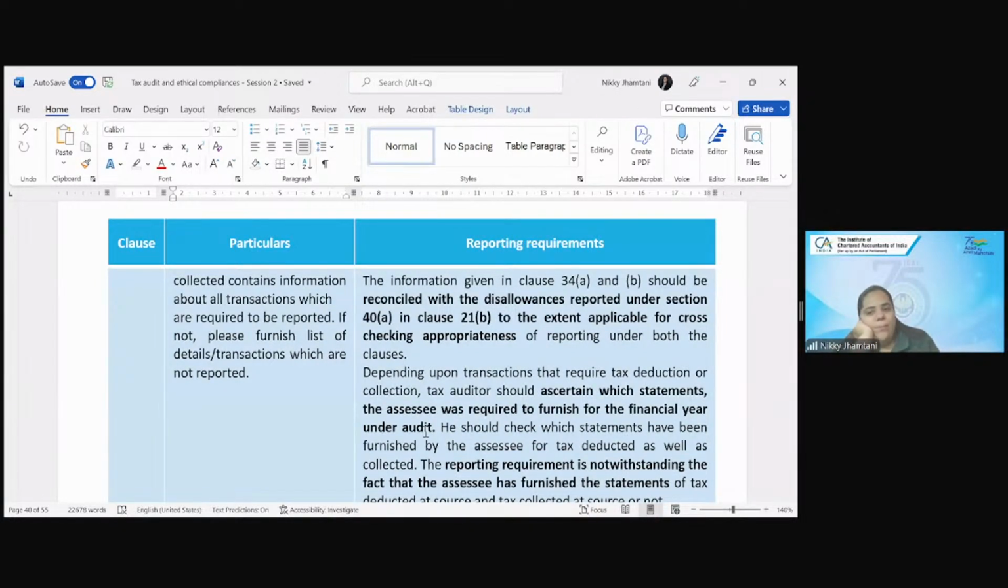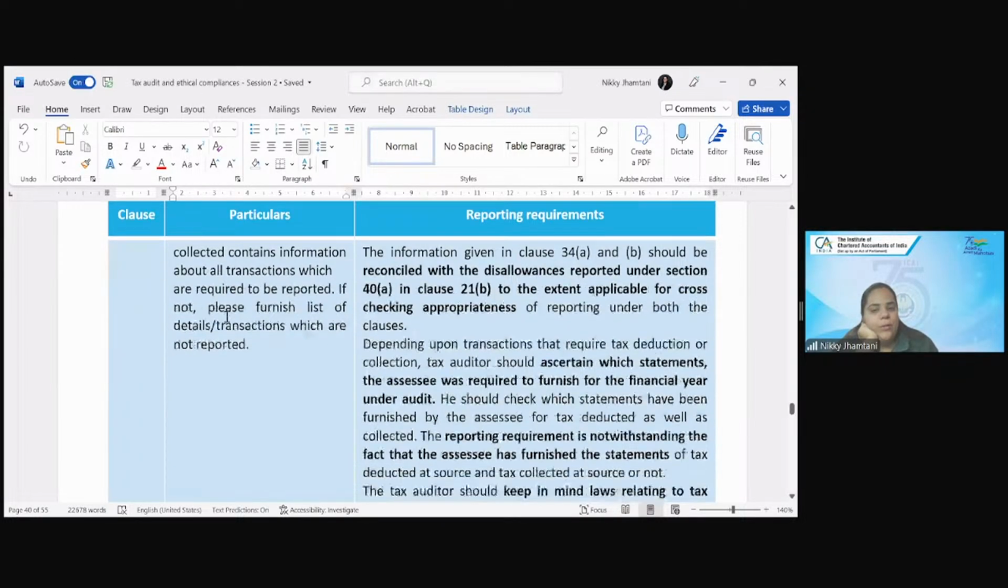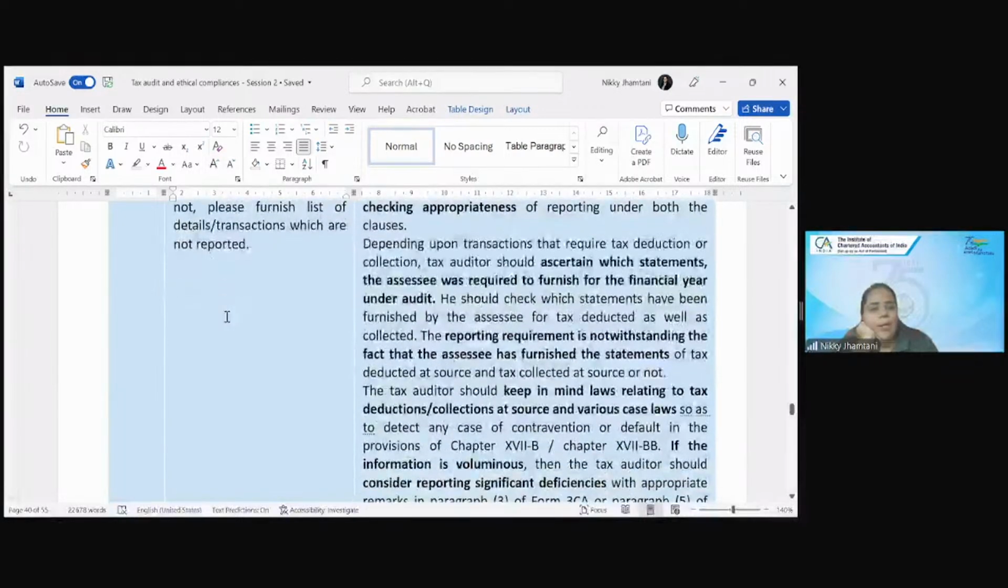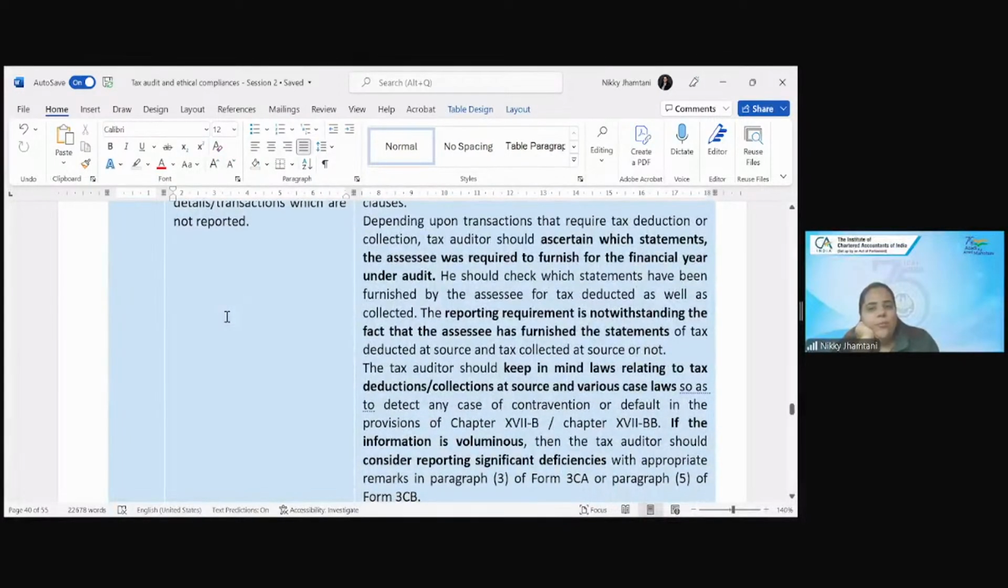So obviously, जब भी आप tax audit report भर रहे हो, तो reconciliation is very very important. You should reconcile with what earlier you have filled in and now whatever you are filling in. तो वो reconciliation बहुत important हो जाता है. Then tax auditor should also ascertain which statements the assessee was required to furnish for the financial year under audit. He should check which statements have been furnished by the assessee for tax deducted as well as collected.